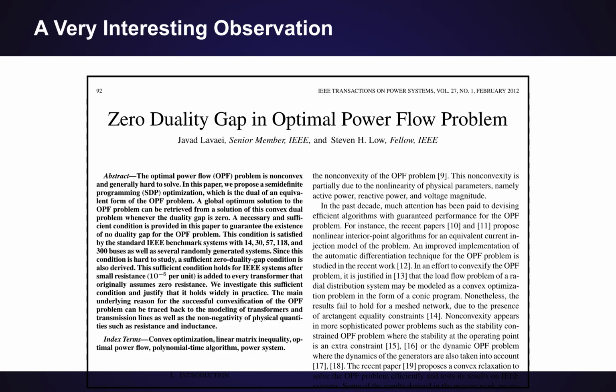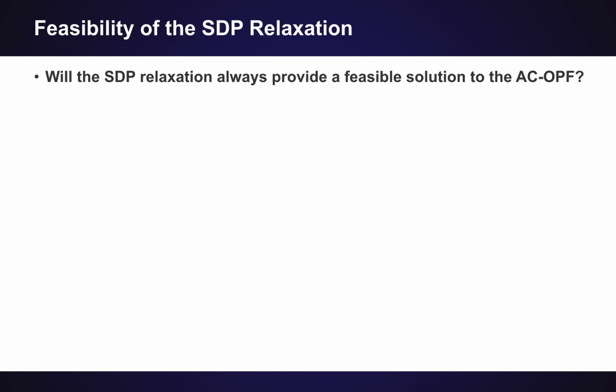So this was observed in the AC optimal power flow problem on a number of cases in the MatPower benchmark set in this very seminal zero duality gap optimal power flow paper. This was a very interesting and exciting observation that has generated a lot of attention for convex relaxations in the power systems community. Now, this begs a very important question. Will this SDP relaxation always provide a feasible solution to the AC-OPF? When you observe it on a lot of data, that is a very natural thing to ask. Can you prove it will always be the case?